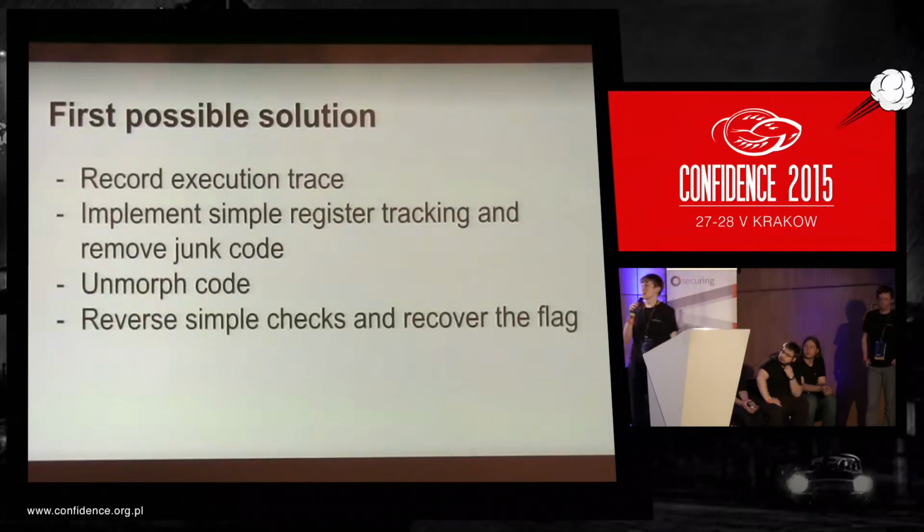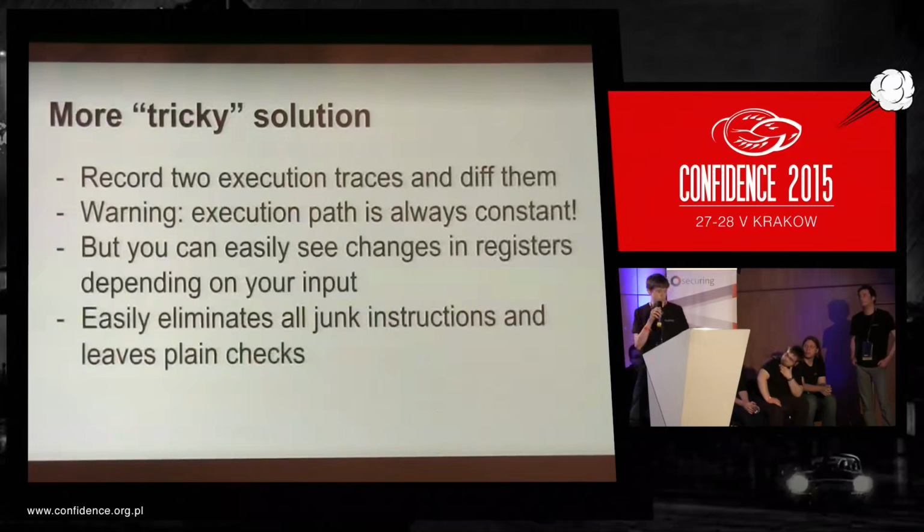So you could record an execution trace and then implement some optimization like register tracking and removing junk code. Then unmorph the code, because the morphing was really simple, and just read the checks. But that's a time-consuming solution. There was a more tricky solution.